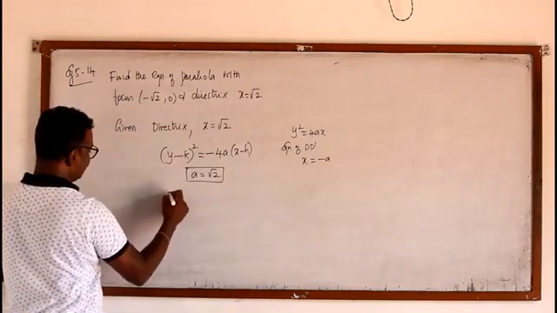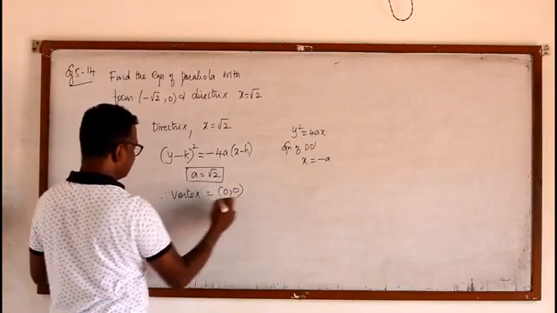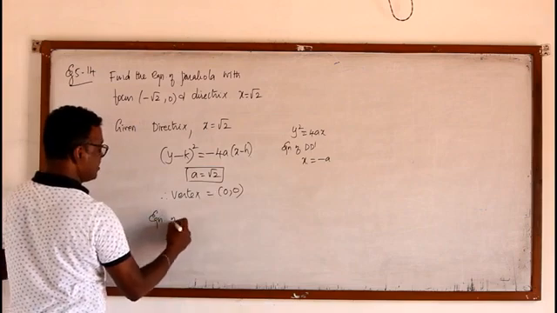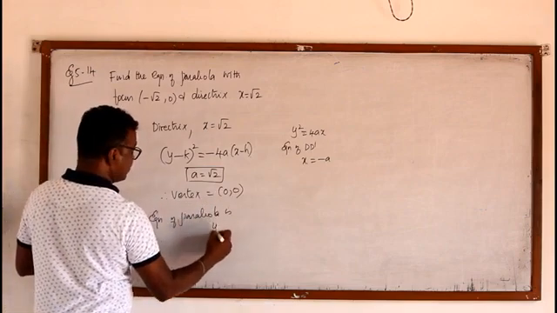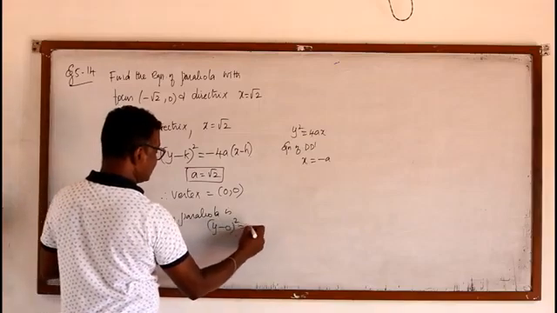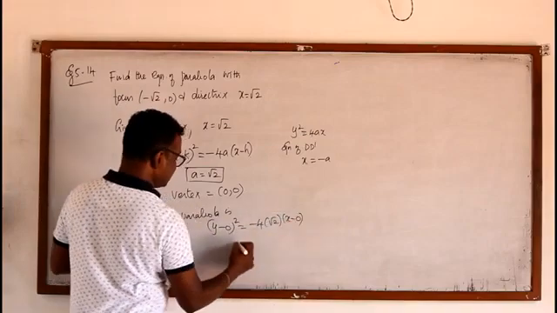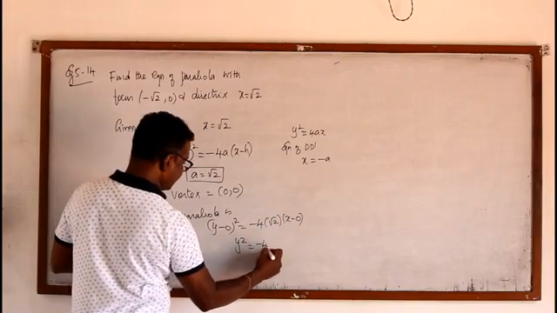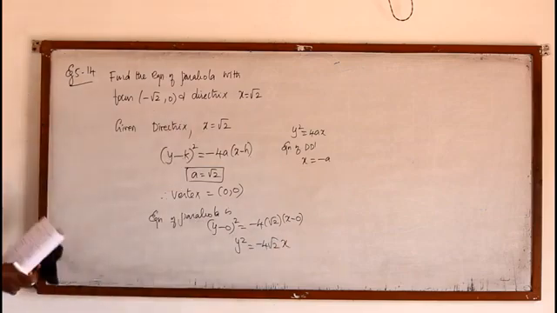Then the vertex is again 0 comma 0. Therefore, the equation of the parabola is y minus 0 the whole square equal to minus 4 into root 2 into x minus 0. That is, y square equal to minus 4 root 2 into x. This is the equation of the parabola.